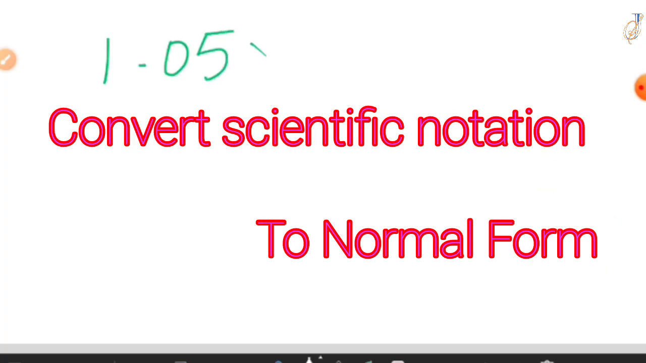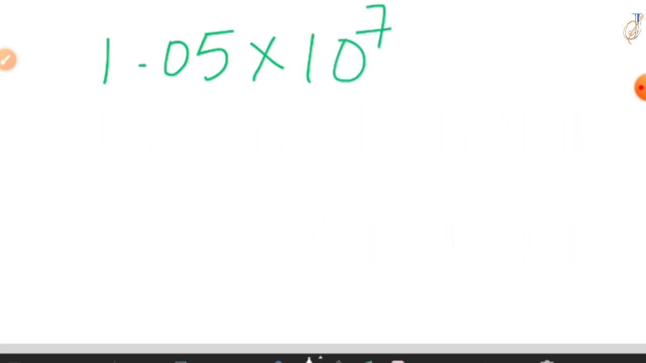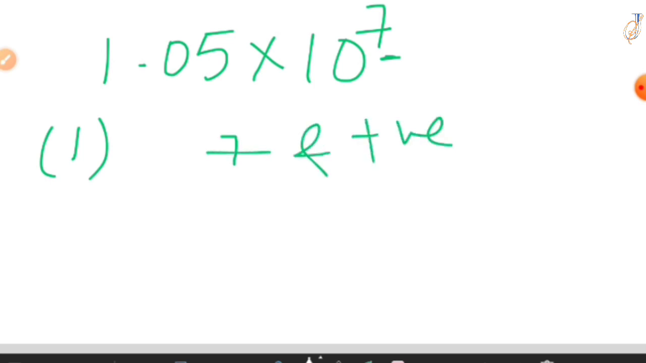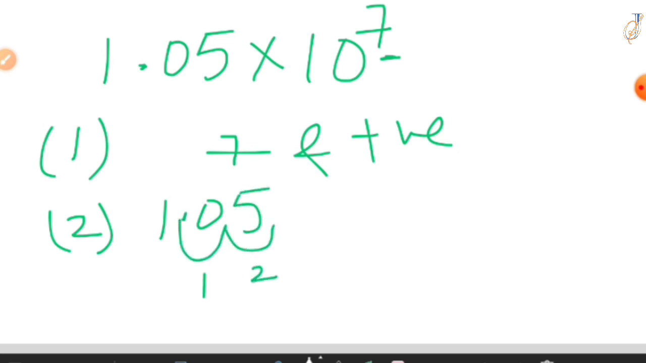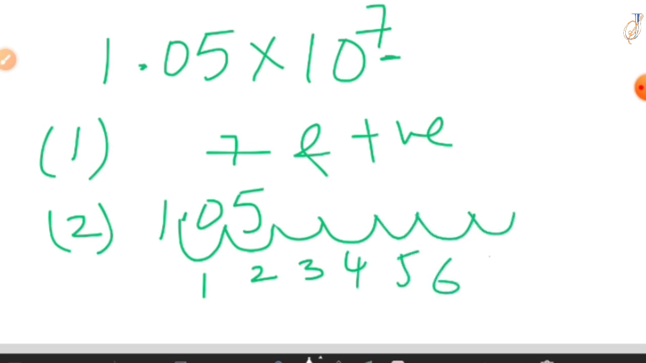1.05 times 10 to the power 7. Step 1. Look at the exponent, which is 7 here and also positive. You have to move the decimal forward 7 places. So 105, this is the decimal point. You have to count 1, 2, 3, 4, 5, 6, 7.